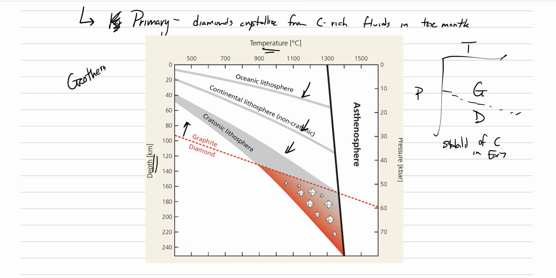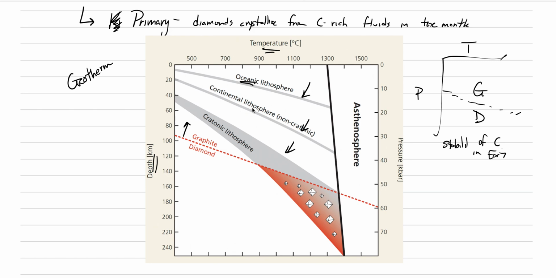A geotherm describes how temperature changes with depth as you go deeper in the Earth. What it tells us is that in tectonic environments where there's oceanic crust or oceanic lithosphere, as you go deeper, it gets hot really fast and you never enter into the diamond field.